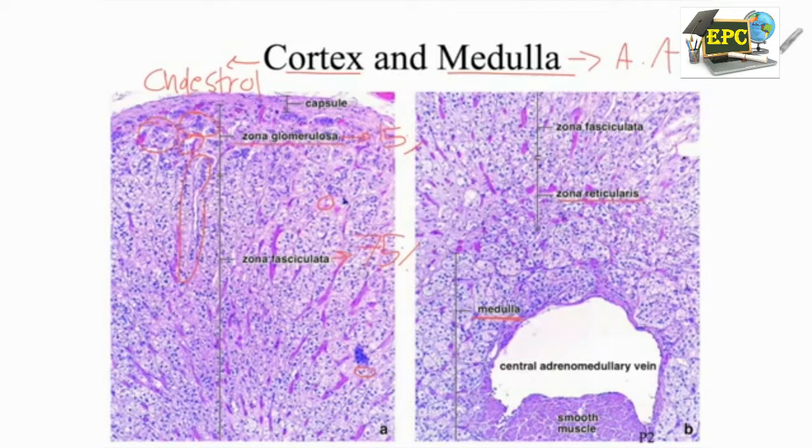And then you can see that this is actually the medulla, and it contains the chromaffin cells. But here in the H&E staining, the medulla appears a more basophilic, bluish color, and the chromaffin cells are not really apparent here.